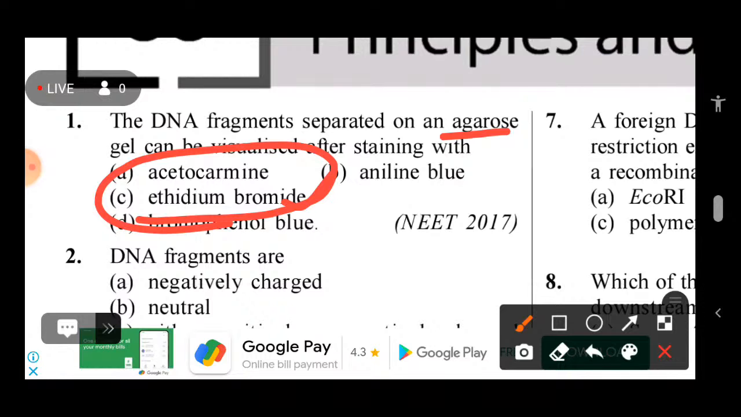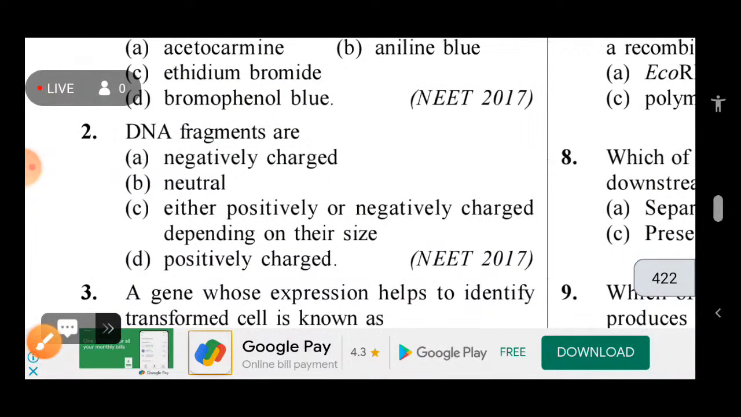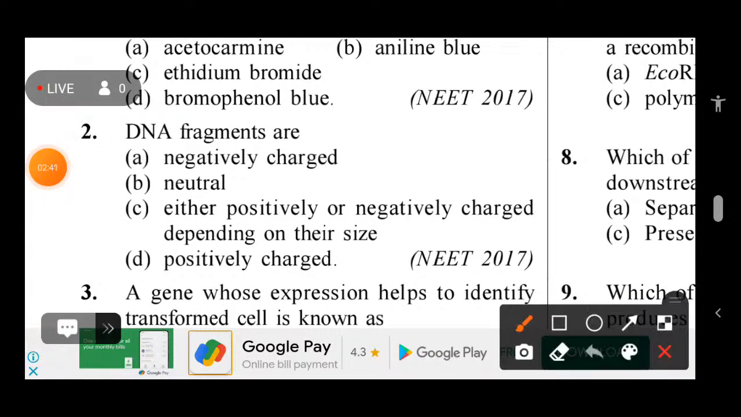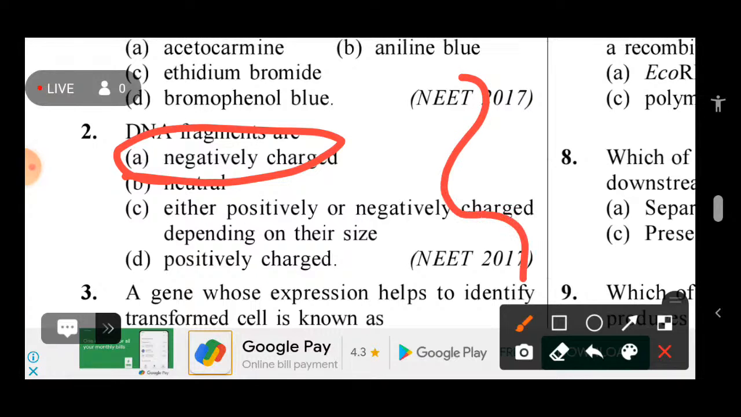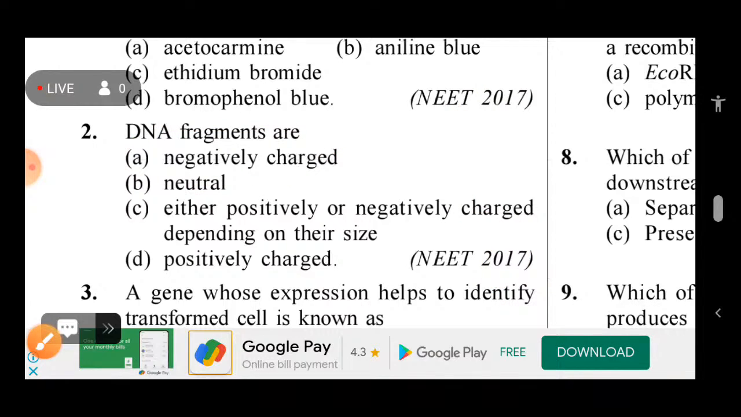Then second question. It is a very easy question. DNA fragments are negatively charged, and negatively charged DNA fragments collide with positively charged histone proteins. So it is a clue: DNA fragments are negatively charged.